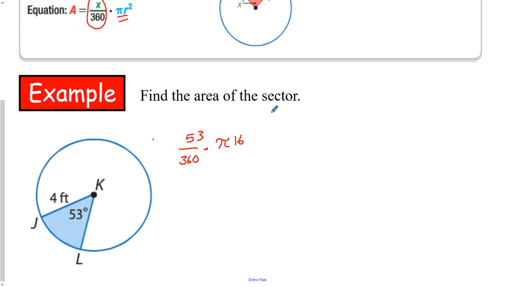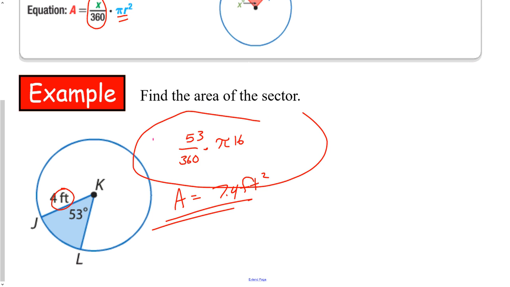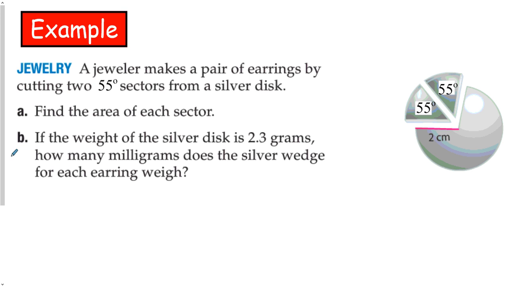So what I'm really doing is 53 divided by 360, and I'm just going to talk through what I'm typing into my calculator. 53 divided by 360, I would hit enter, times 16, enter, times pi. And then our area is going to be roughly 7.4. This one has feet, so feet squared. Area is always square units. And you just simplify this in a calculator however you want to, whatever's easiest for you.